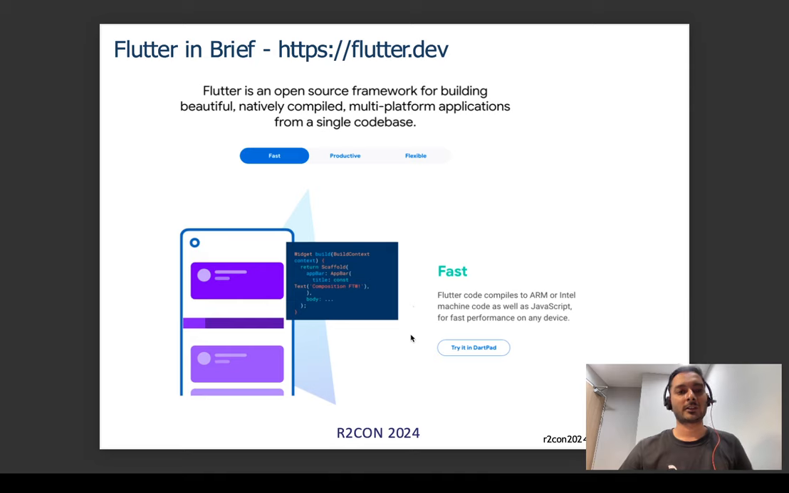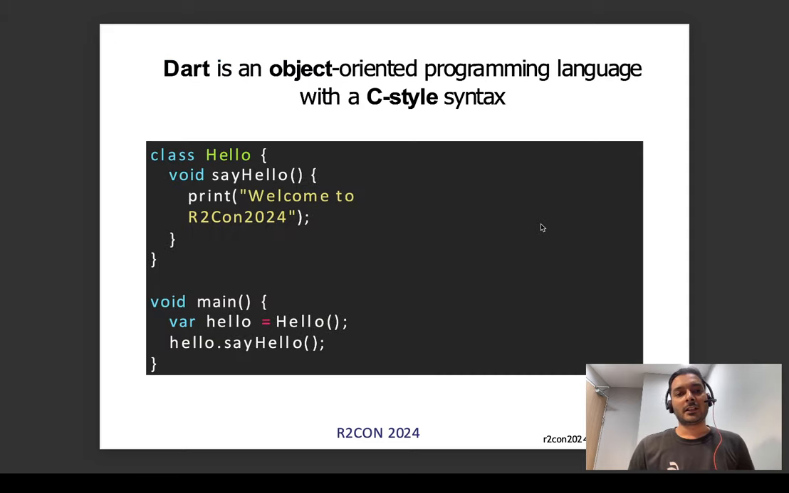A little bit of info about Flutter: it's an open source framework by Google for building cross-platform apps, so it can generate multi-platform applications from a single code base. The language used in Flutter is known as Dart. It is an object-oriented programming language with C-style syntax. As you can see in the example, it's C-style syntax, but of course not C.